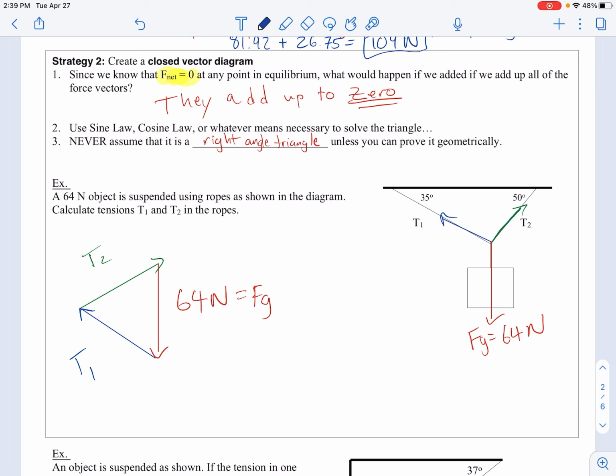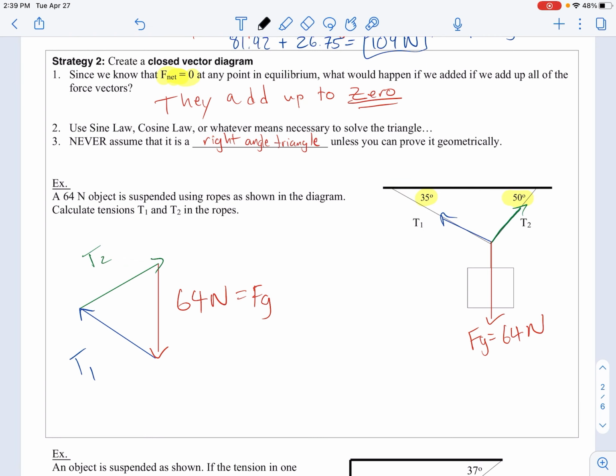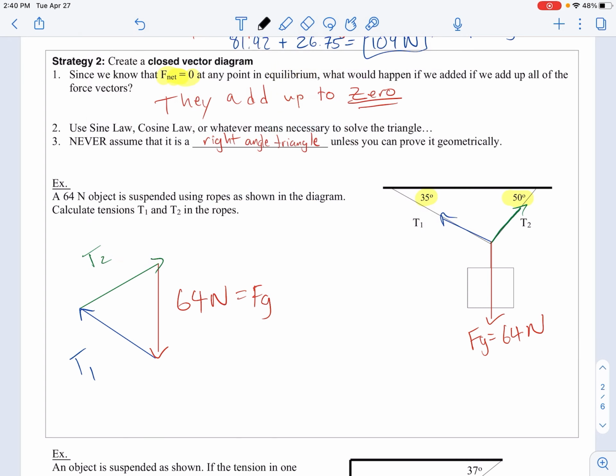Now I can start essentially adding the things that I know. The only side that I know is the hanging mass, which is 64 newtons. The only other things that I'm given are some of the angles between our cables and the horizontal surface that they're attached to. So let's establish a couple things. Let's look at T1 first. If I draw a horizontal line here, let's indicate that this is a dashed line.